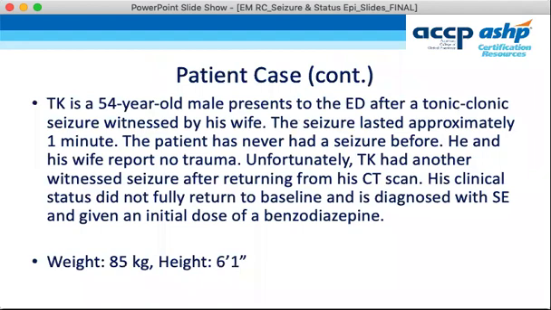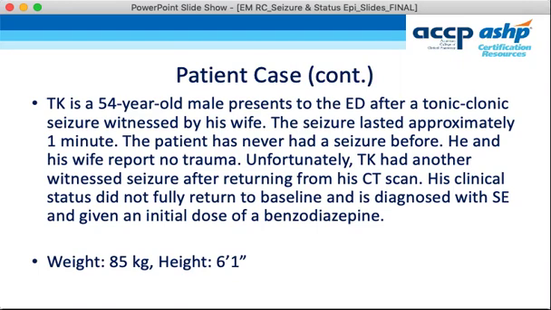So let's go back to our patient case with TK. He's again a 54-year-old male. He presented to the ED after a tonic-clonic seizure witnessed by his wife. The seizure lasted approximately 1 minute. He had never had a seizure before. He and his wife report no trauma.